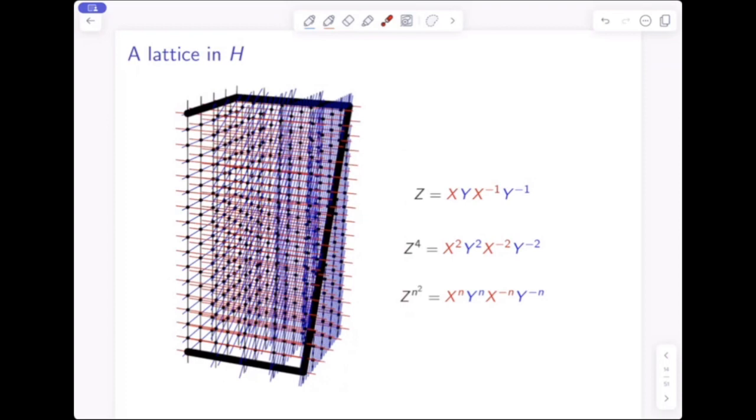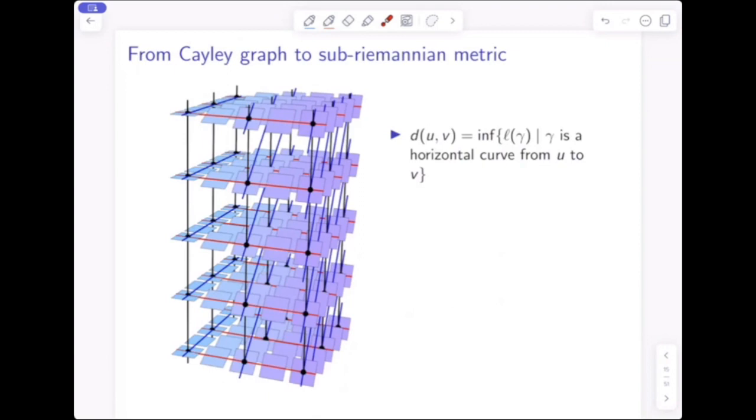So in the limit, we should get a space where, in a certain sense, you can only move in the red direction and the blue direction, and if you want to move in the vertical direction, then you have to go around in a spiral. And a space like that is something called a sub-Riemannian manifold. A Riemannian manifold is a manifold where you have a distance function, where the distance between 2 points is the length of the shortest path between them.